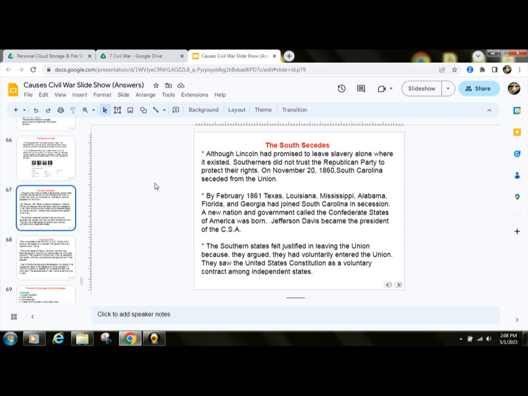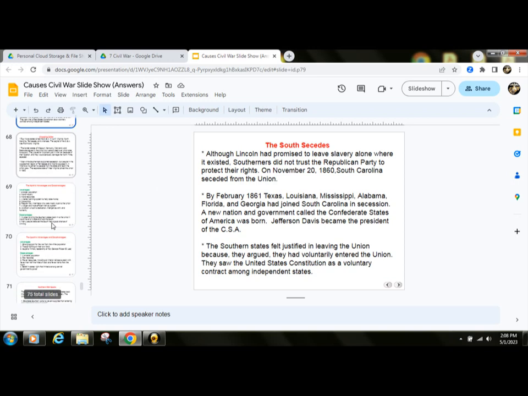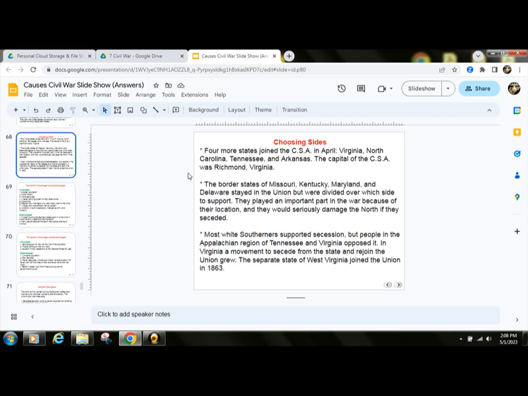The Southern states felt justified in leaving the Union because they argued they had voluntarily entered the Union. They saw the United States Constitution as a voluntary contract among independent states. 4 more states joined the Confederate States of America in April: Virginia, North Carolina, Tennessee, and Arkansas. The capital of the Confederate States of America was Richmond, Virginia. The border states like Missouri, Kentucky, Maryland, and Delaware stayed in the Union but were divided over which side to support.